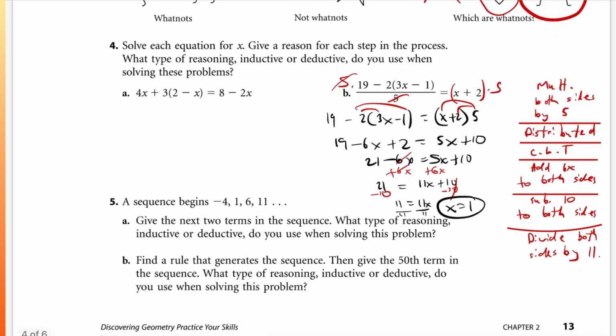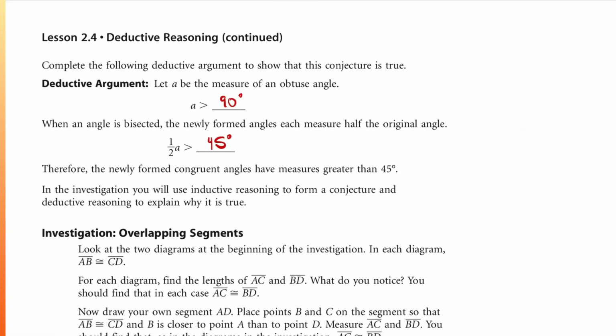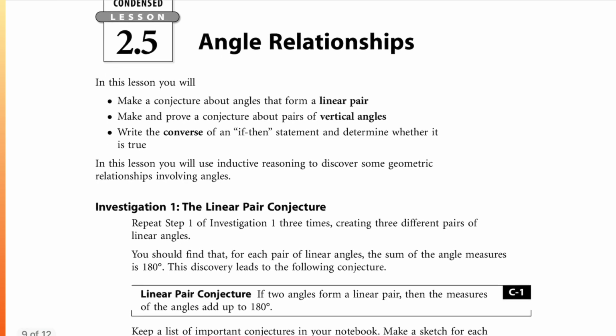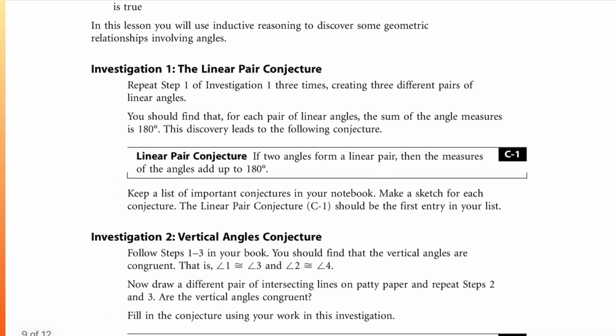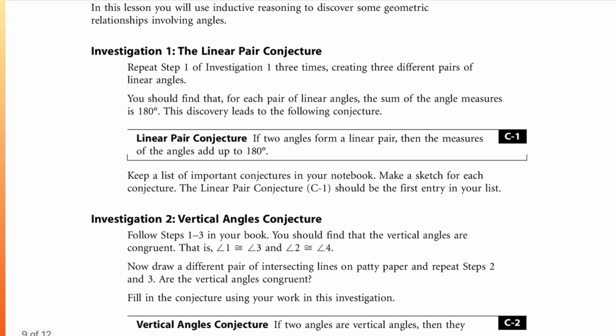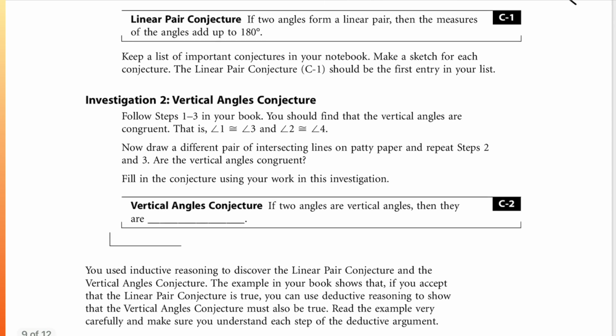Let's jump to the next section, which is 2.5. So they're going to talk about the linear pair conjecture. The linear pair conjecture says if two angles form a linear pair, then the measures add up to 180. So here's a linear pair. That's 30. Then this must be 150. And it's a linear pair because it's a pair of angles and they form a line, which makes them linear. All right, vertical angles conjecture. If two angles are vertical angles, then they are congruent.